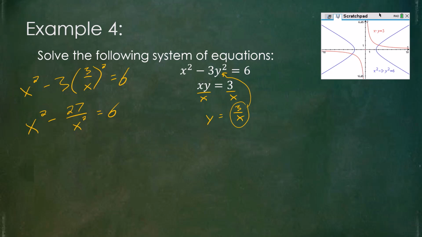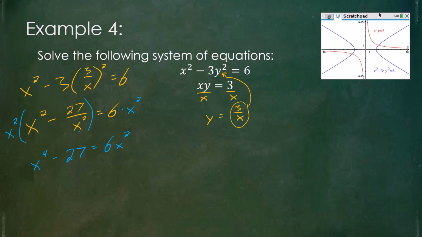I'm going to go ahead and clear out the fraction by multiplying everything by x squared. I know that 0 is not going to be a solution from our picture, so I'm not too worried about that domain restriction of I can't be 0, but just take note that technically x was not allowed to be 0 because of that division. If I now multiply through, I get x to the 4th minus 27 being equal to 6x squared.